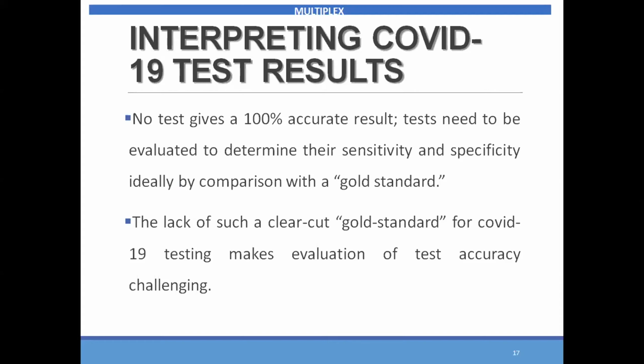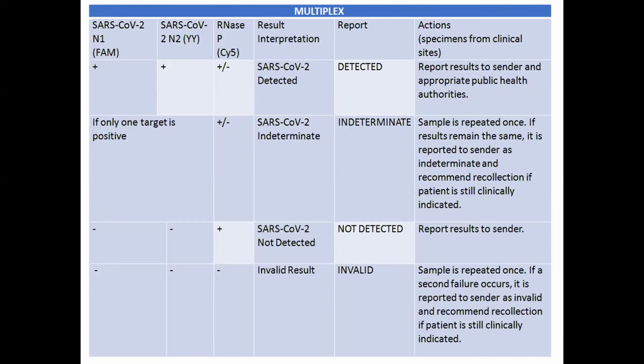However, this is what you can expect in a multiplex PCR, and this is how you need to report. If you detect SARS-CoV-2 in both the N1 region and the N2 region, then we report that the patient is positive for SARS coronavirus 2 or COVID-19. So that means it's detected.